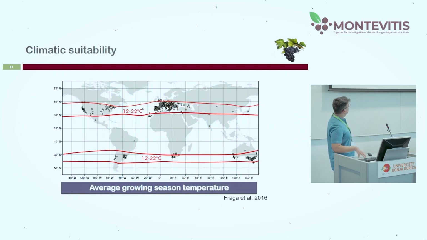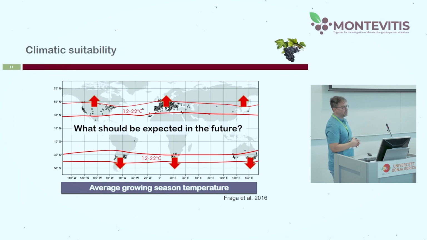If we take a look again at these regions, we know one thing for sure, that if temperatures are increasing, there will be a clear northward shift of these temperatures in the future, of course in the northern hemisphere, and the opposite in the southern hemisphere, a southern shift of these ranges.